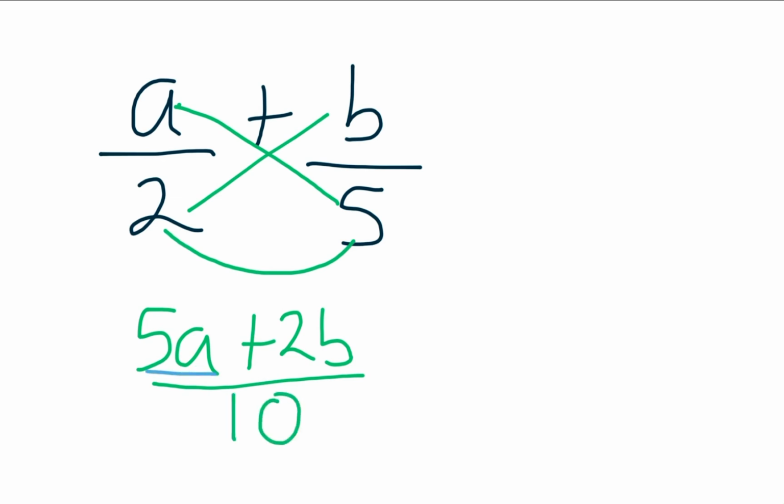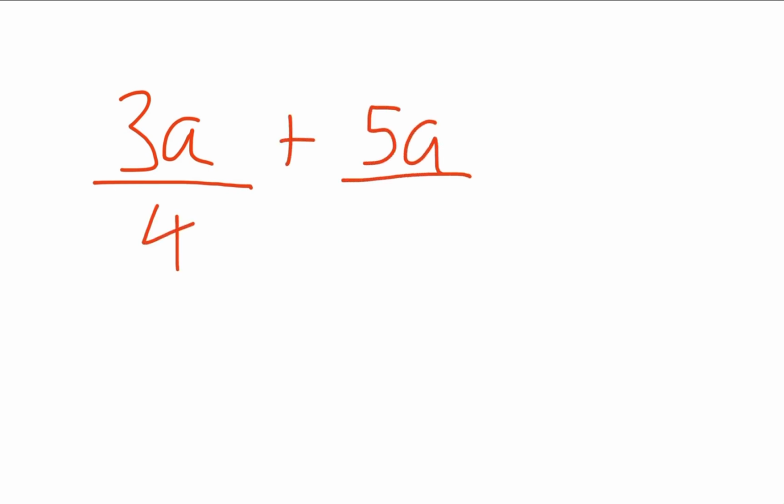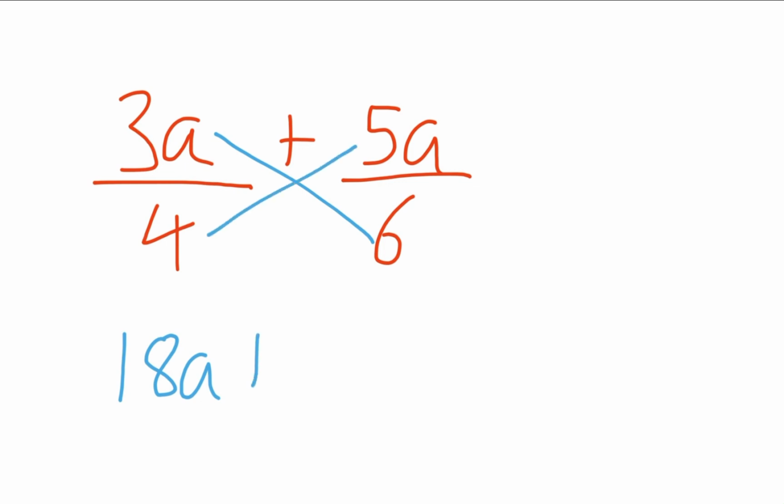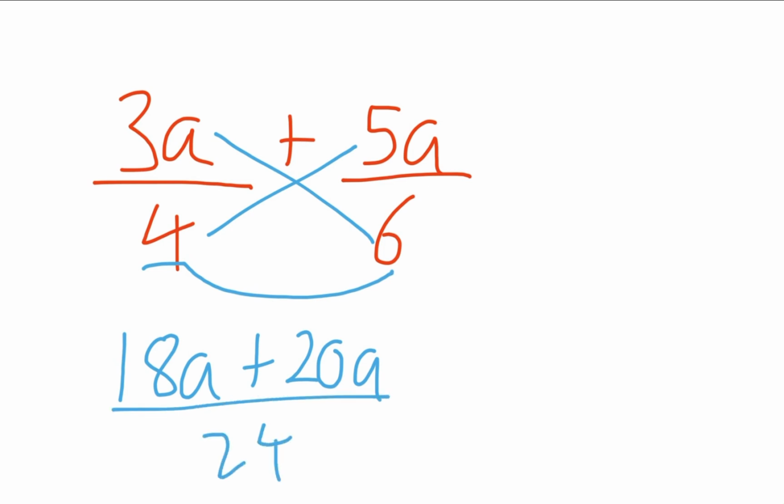Now, because I can't add 5a and 2b because they're not like terms, there is my answer as a single fraction. We can use different ways of using, for example, 3a over 4 plus 5a over 6. So 3a times 6 gives me 18a. 4 times 5a gives me 20a. And smiley face, 4 times 6 gives me my 24. So 20 plus 18 is equal to 38a.